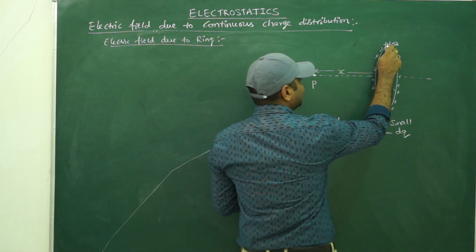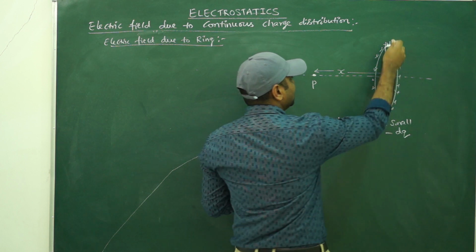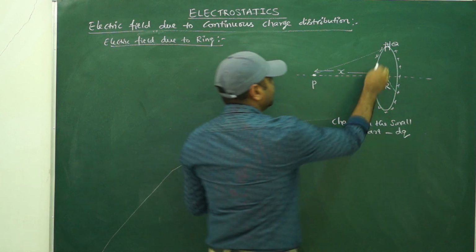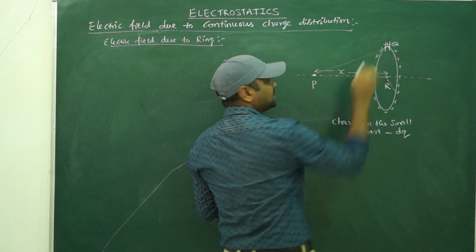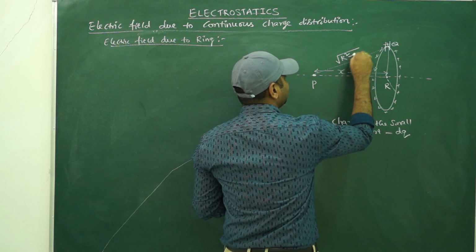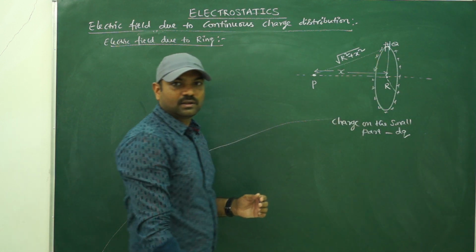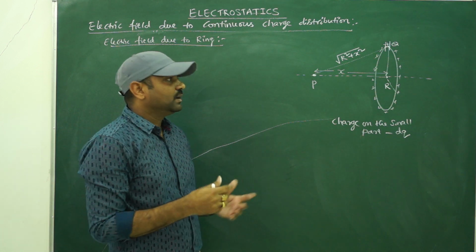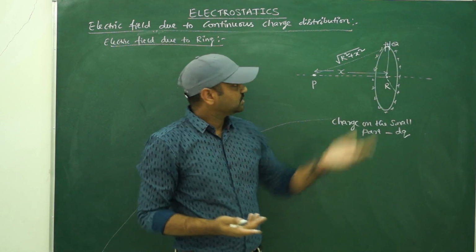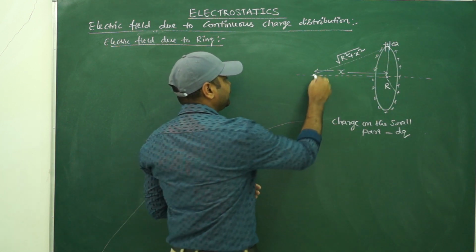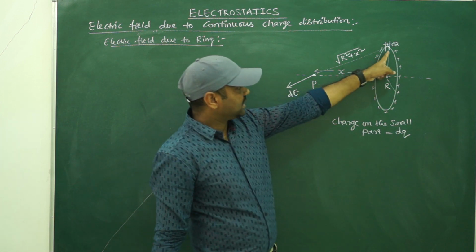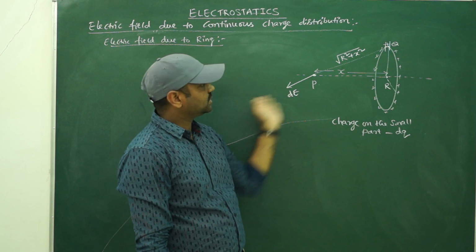Now if this is the small charge dq, what is the field at point P due to that small part? To know the field we require the distance of the point from the charge. This is R and this is x, so the distance will be root of R square plus x square. Next, the field direction will be along the line joining. Since it is carrying positive charge, the field will be away from it along the line joining.